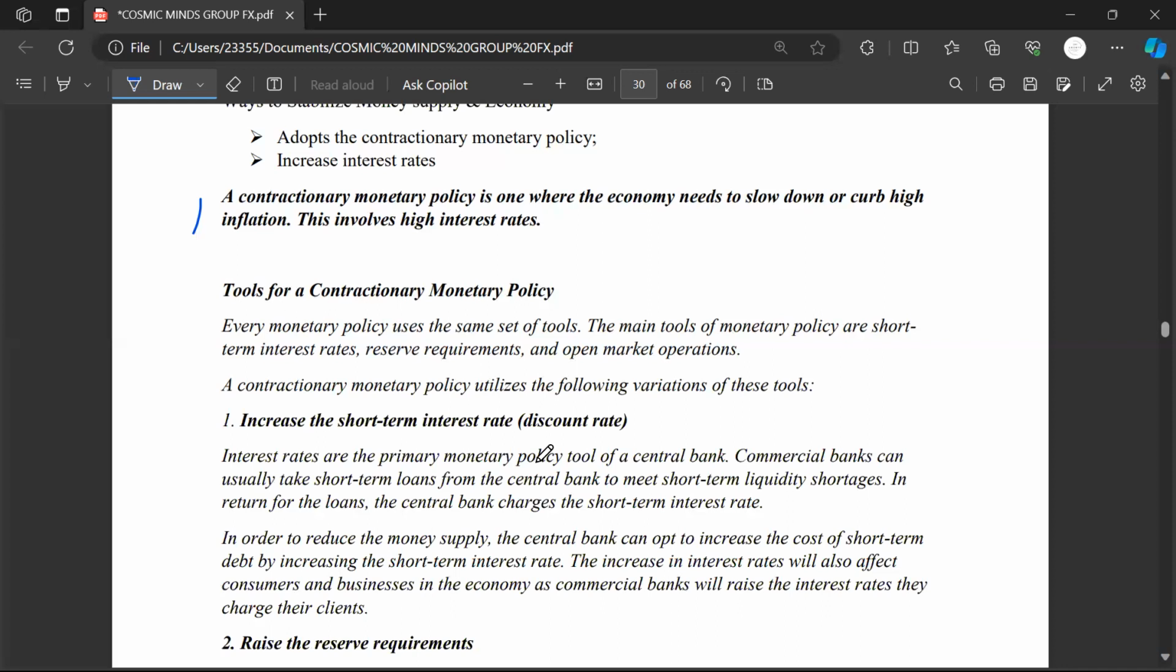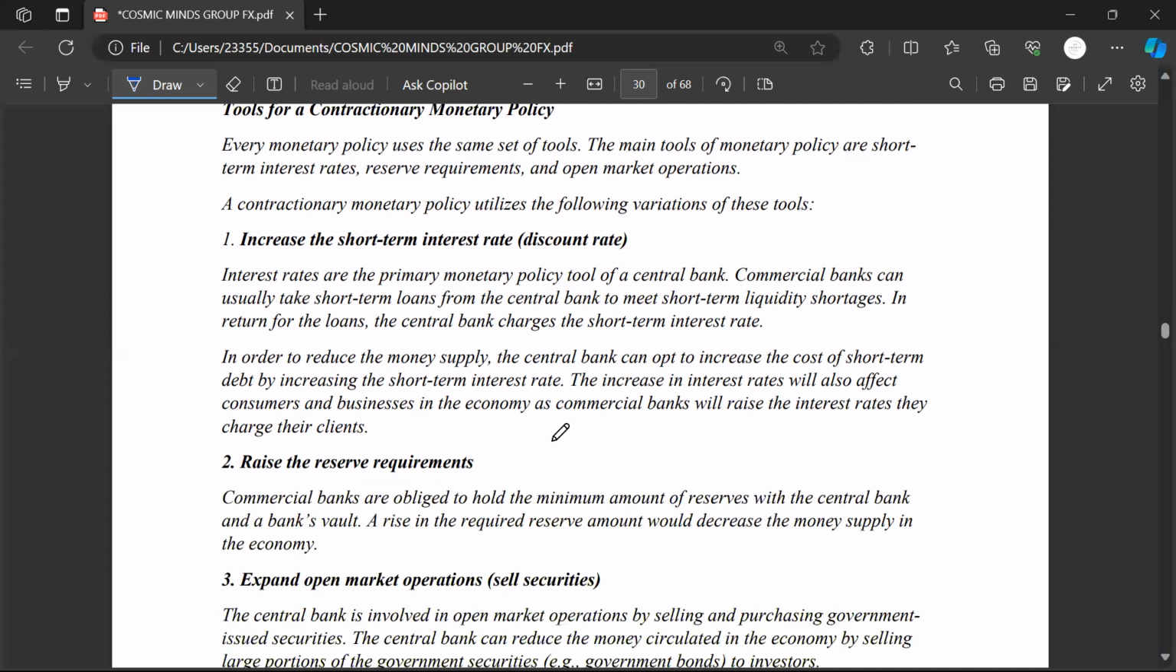So what signifies or denotes a contractionary policy, or what is actually done under contractionary monetary policy? We are talking about the tools for contractionary monetary policy. Every monetary policy uses the same set of tools. The main tools of monetary policy are short-term interest rates, reserve requirements, and open market operations. I want you to understand what is actually done, or what tools are used in checking that. So I'll read and you understand that.